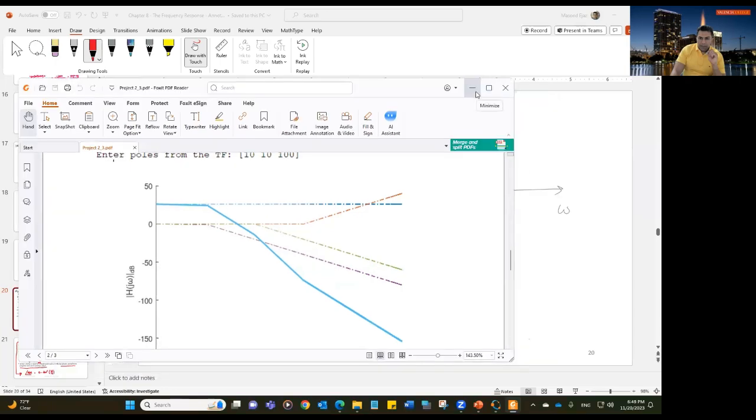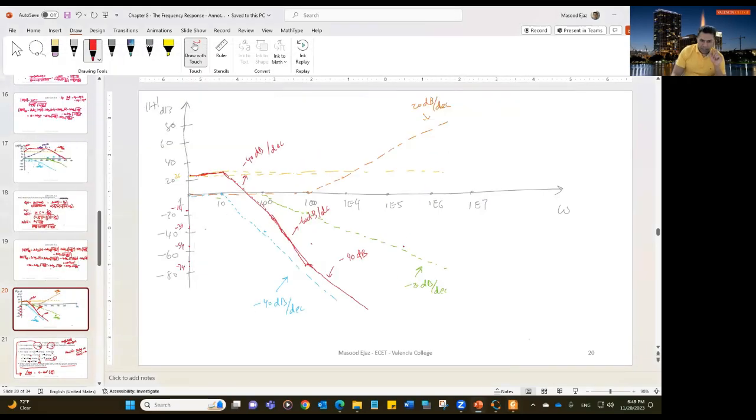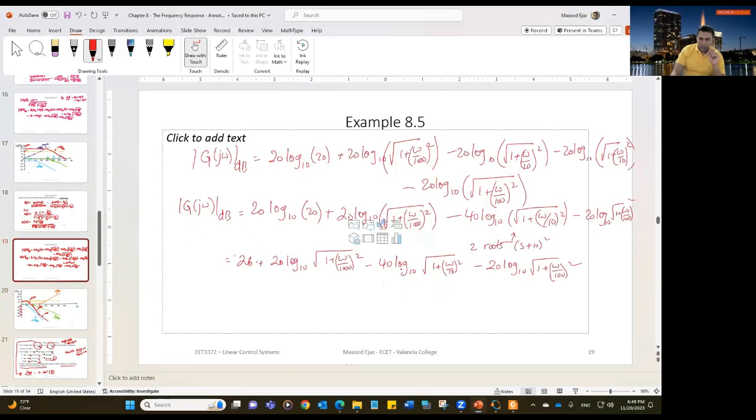And now these two lines are overlapping. This is S plus 10 and S plus 10, two factors. So those two factors are overlapping, two of the lines from my matrix. So I'm not showing the -40. I'm showing this as -20 decibel twice overlapped, because again, we have two factors which are the same.